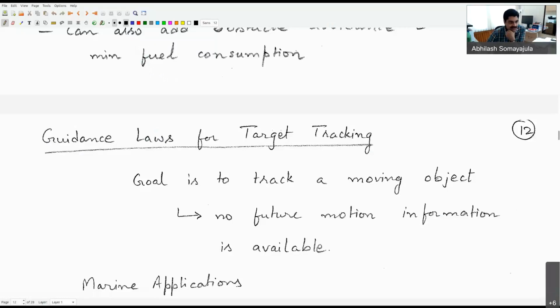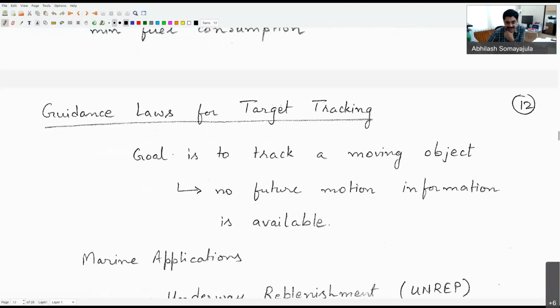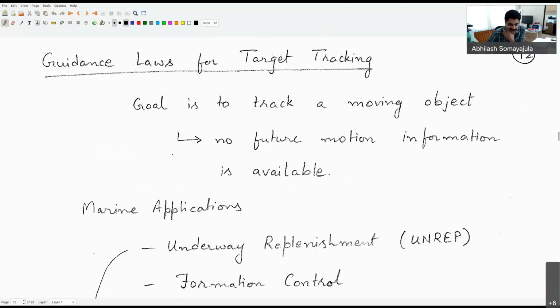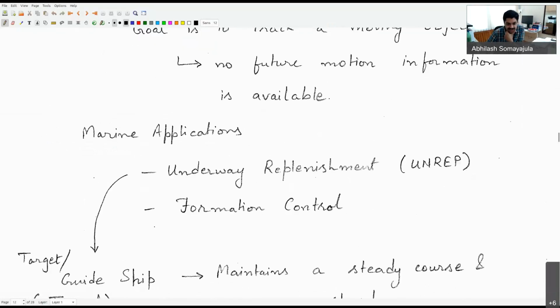So last class we were discussing the guidance laws for target tracking, where the idea was that we wanted to track a target for which no future motion information was available. We looked at maritime applications, and examples of these would be underway replenishment, where one ship maintains a steady course while the other comes in, tries to offload something from it or onload something onto it, and then leaves.